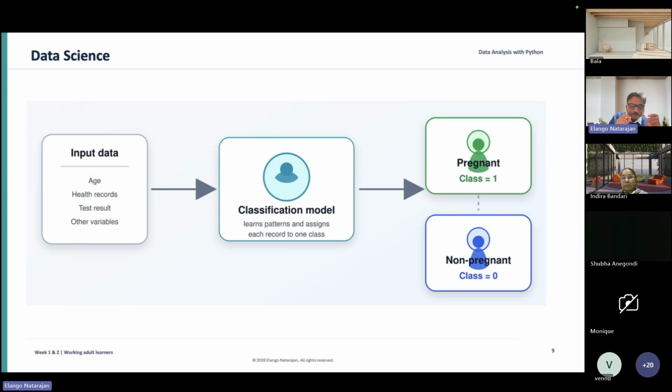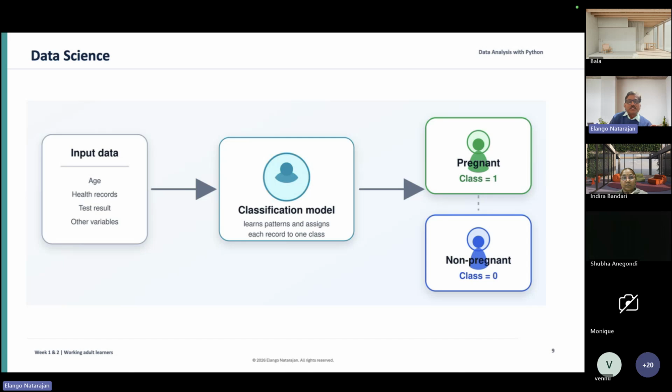Based on your goal or target, you are going to develop your model. In this example, I want to find out whether that particular person is pregnant or non-pregnant. This is the result I want to have. That is my target, that is my response. To achieve this response, there could be other parameters involved, like the health record or test results or anything. We have all this data with us.